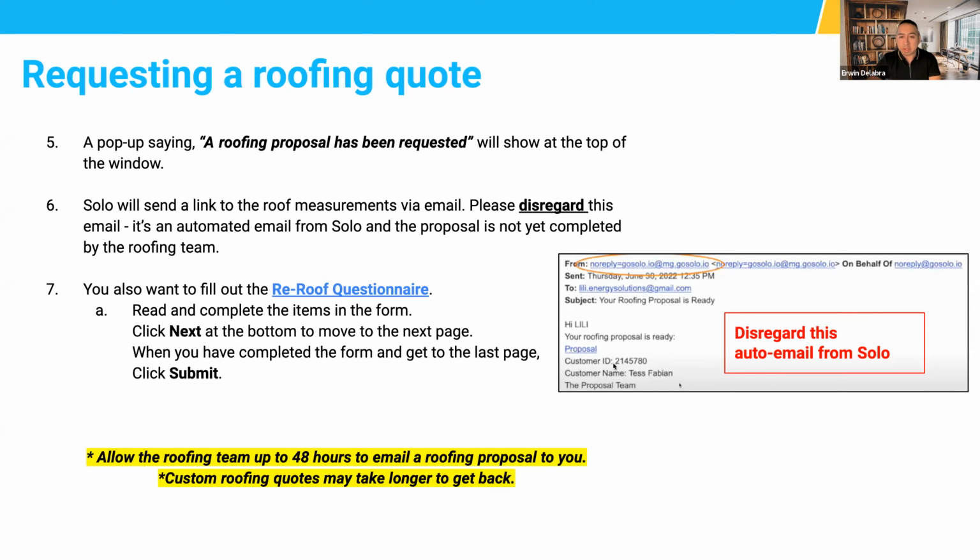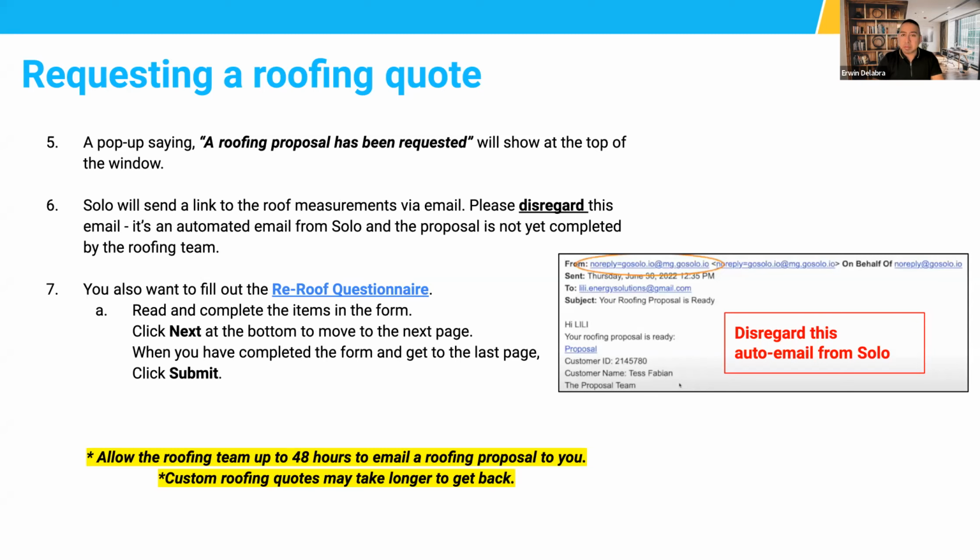It'll say, hey, Lily, for example, your proposal's here. This is a raw link. It hasn't been QC'd. It hasn't been priced out. It doesn't have the right scope or waste percentage factored in. It's completely just a raw link. So we want to make sure we disregard this email and wait for us to send you an actual link directly from our inbox.